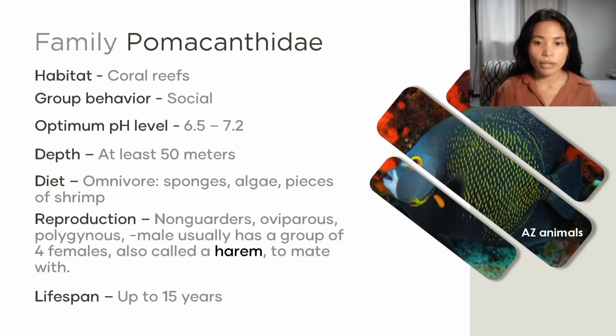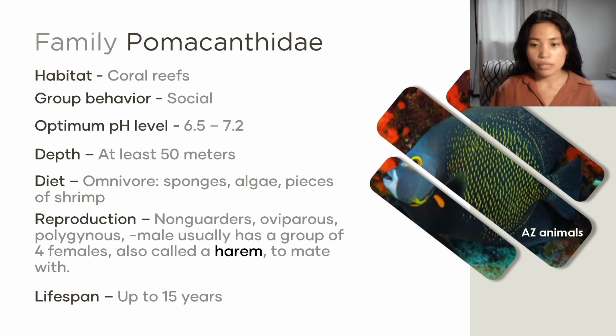Like the butterfly fish, they are also non-guarders and oviparous. However, the differences fall under the fact that these fishes are polygynous, meaning they have multiple partners. More on this, the male usually has a group of 4 females called a harem to mate with.